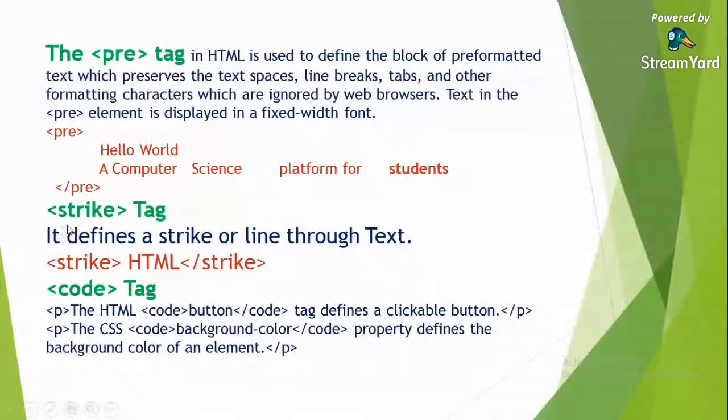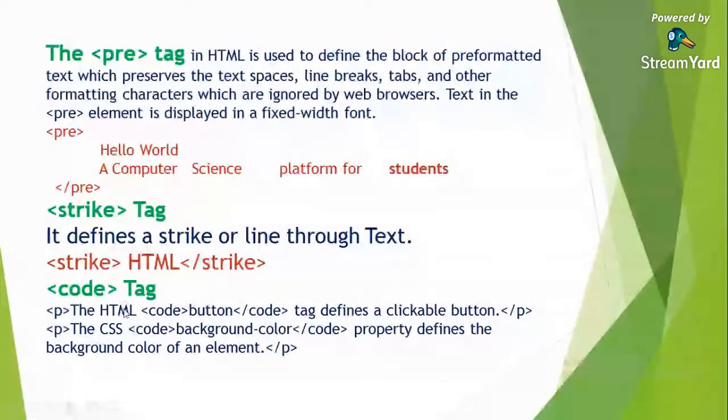Next is a very short tag, the strike tag. It is one type of text formatting tag, you can say. Strike means strike through. Just like here HTML, if you want to do one strike through, means one horizontal line will go through this word. That is the strike tag. Next is the code tag.